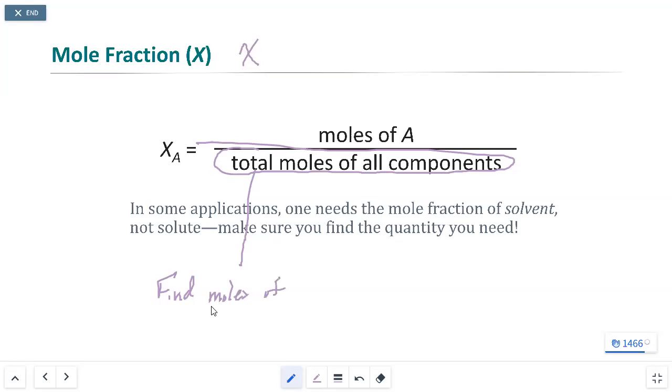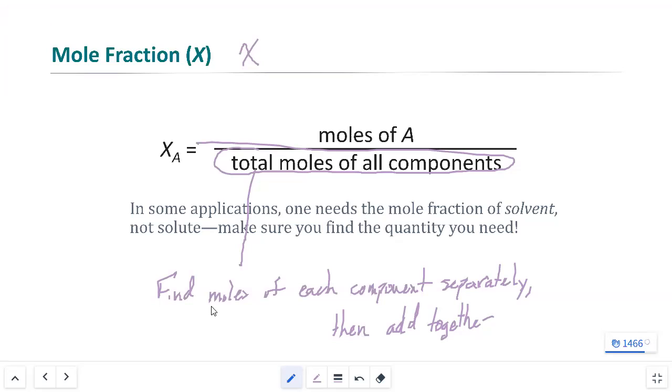we have to find the moles of each component separately and then add them together. One of the weirdest but most common mistakes I see with this is we get told that we have 30 grams of one component and 50 grams of another. And to find the total number of moles, what I'll see some of you do is you'll turn it into 80 grams of solution and you'll figure out some way to figure out the total molar mass. And you'll use that to figure out the number of moles of solution there.